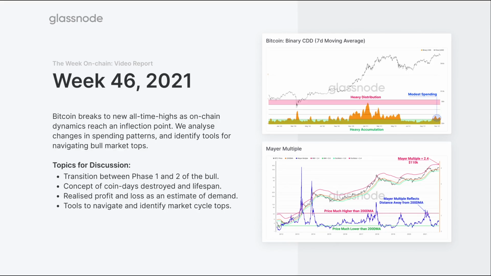And generally what we see is that those longer-term holders, the smart money, start their accumulation early in the bull and then start distributing as we transition into phase two. There's a number of metrics this week that we're going to look at that really are starting to describe that transition, that inflection point between the early bull and moving into the second part of this bull.